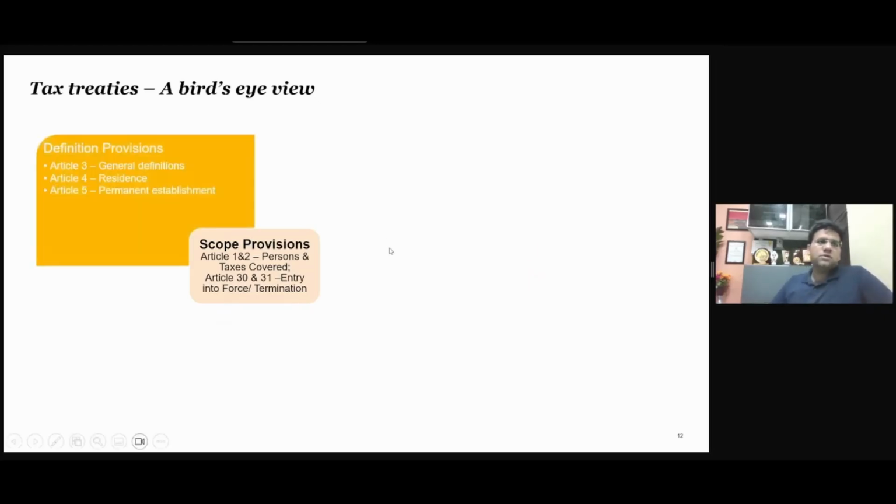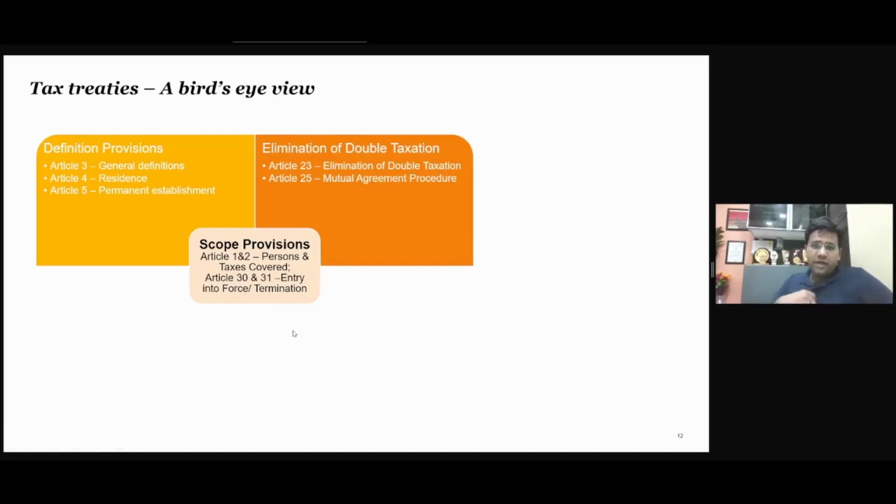Then next come definition provisions. These are the definition provisions under Article 3 to 5. Article 3 lays down the general definitions of certain expressions. Article 4 lays down who is the resident. Again, a very interesting article. Article 5 lays down the definition of permanent establishment.